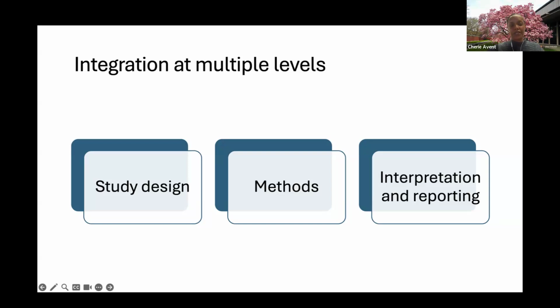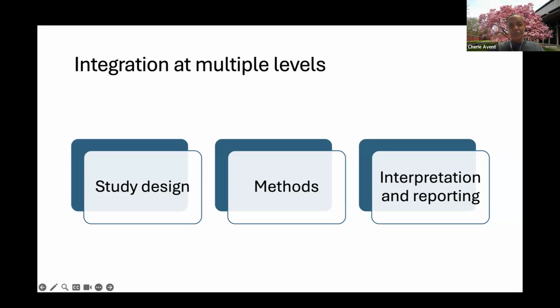Your explanatory and your exploratory designs are considered sequential designs, so they build on one another. Your convergent design is where you are looking to merge both your qualitative and quantitative results to compare them.